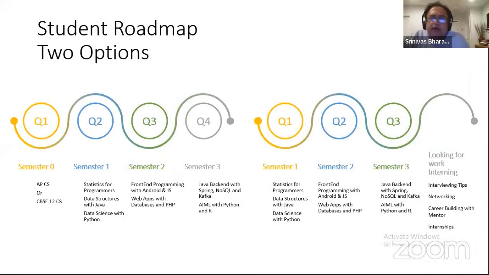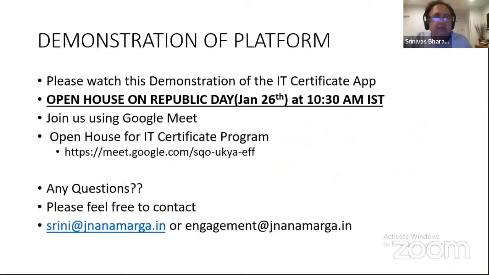So we have 2 programs. One is for students who don't have that initial programming background; they take a semester 0. In semester 0, we teach AP Computer Science, which is Java based, or otherwise you can take the CBSE 12 CS. But if you already have that background, you've taken an AP CS or an initial course, then you can go to semester 1, 2, 3, and then you can use the 4th semester for a good internship. We also have a third party to provide mentoring.